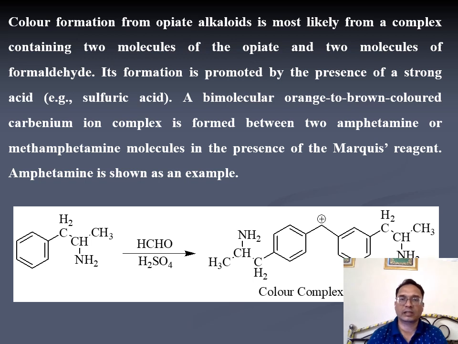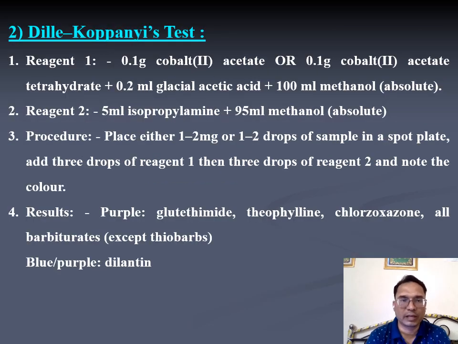As shown in the reaction, there will be a complex formation in presence of acid, and this bimolecular orange to brown colored carbonium ion complex is formed between the two amphetamine or methamphetamine molecules in presence of Marquis reagent. This is a general example which is shown by taking amphetamine and it is reacted with formaldehyde in presence of sulfuric acid and it forms a complex which is purple in color.